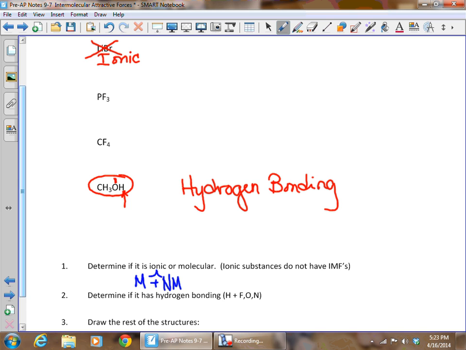The next thing you have to do for any remaining structures, after you've picked out the ionic ones and X'd them out, and after you've found the ones that are hydrogen bonding, you're going to have to find and draw the structures for the rest of them and decide if they're polar or not.